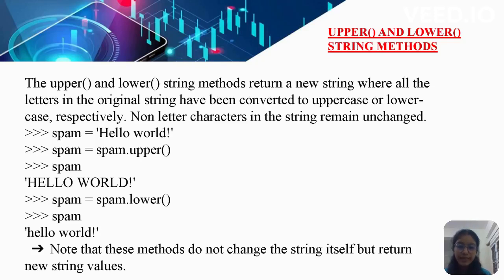Upper and lower string methods. The upper and lower string methods return a new string where all the letters in the original string have been converted to uppercase or lowercase, respectively. Non-letter characters in the string remain unchanged. spam = 'Hello world'. spam = spam.upper() gives 'HELLO WORLD'. spam = spam.lower() gives 'hello world'. Note that these methods do not change the string itself but return new string values.